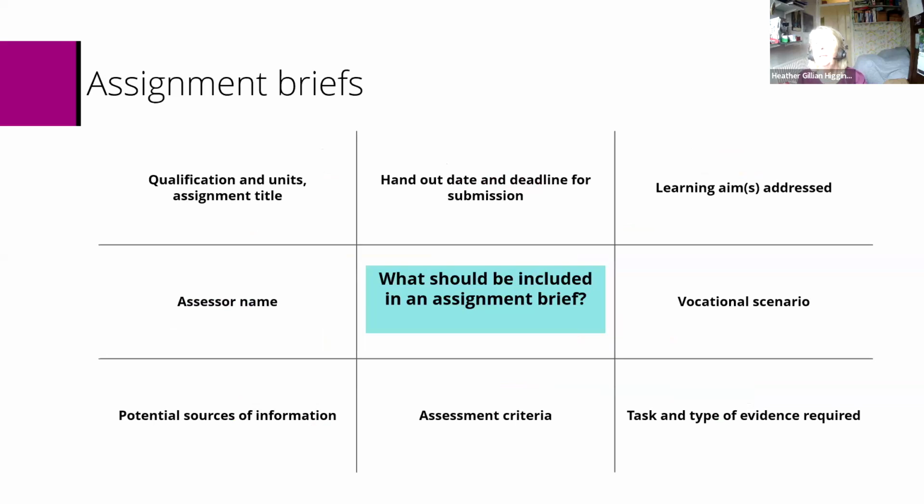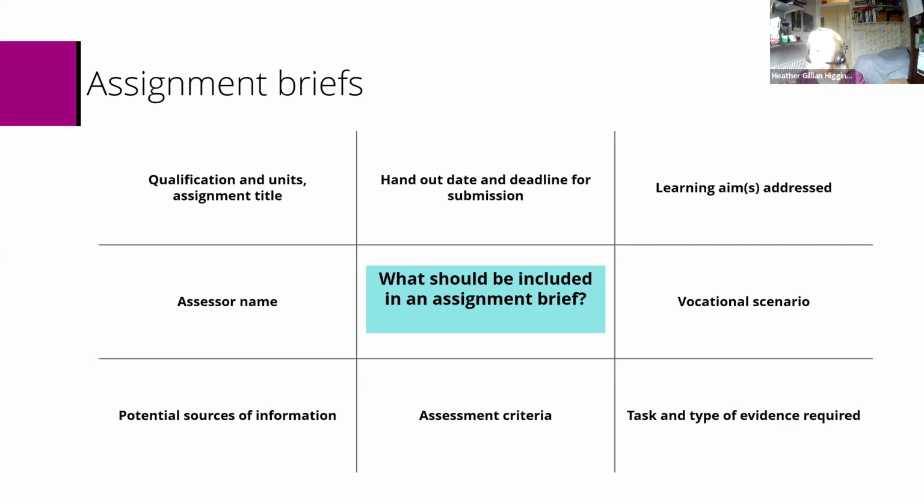Okay, so assignment briefs. Qualifications and units, this is what they have to include. Qualification units, assignment title. Now, assignment title, you don't have to think of a snappy title. You can put assignment 1, unit 11. That is absolutely fine. There was this thing at one time that everybody had to have these fantastic titles, but you really don't have to have them in it. You run out of ideas after a while, don't you? You really don't want to be doing that all the time.